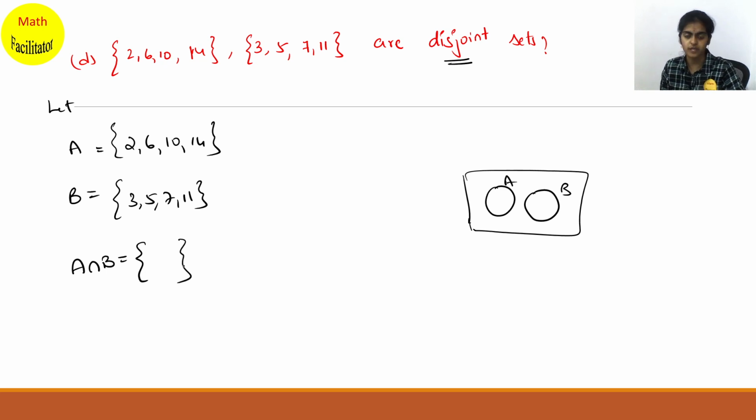Okay, so A intersection B is empty. Whenever you have A intersection B as empty, therefore A and B are disjoint sets. So you can conclude that there is nothing in common, which means they are disjoint sets.